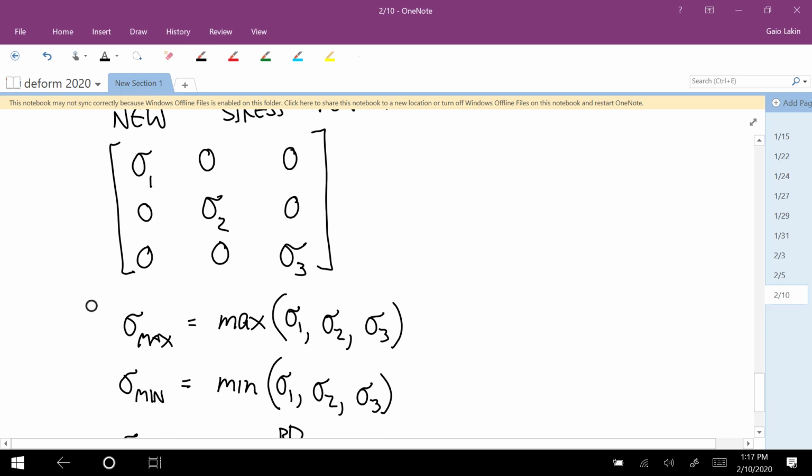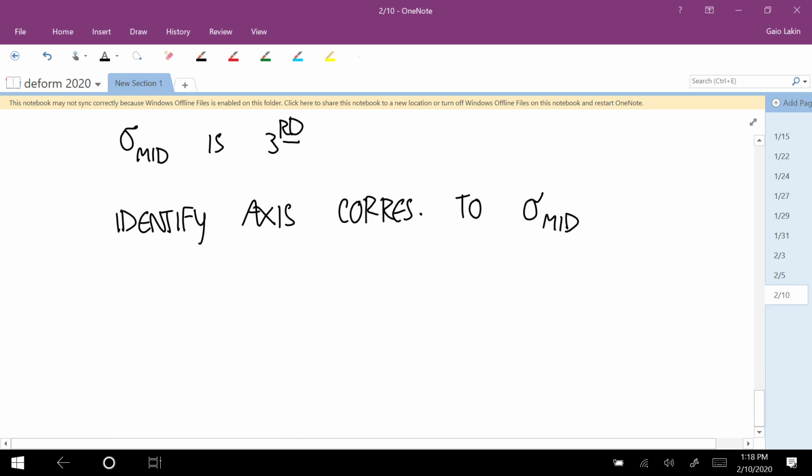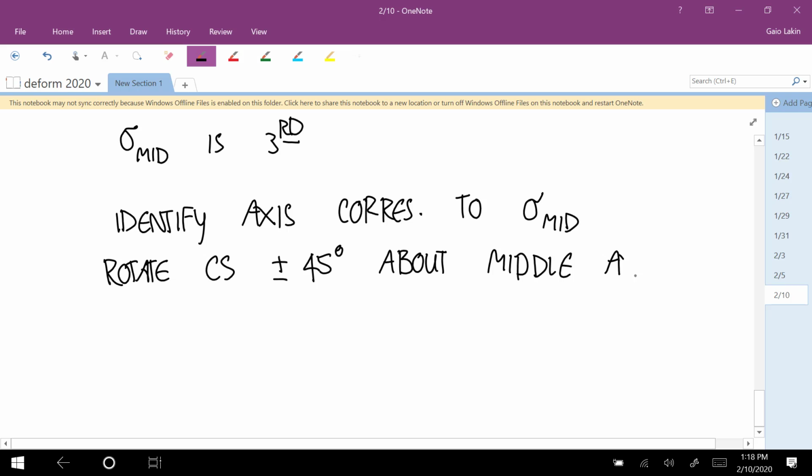Okay, so say this is 20, this is 5, this is 8. So 20 is the max, 5 is the min, and that means the middle one is the z axis. Then if you rotate the coordinate system plus or minus 45 degrees about that middle axis, it'll give you a stress tensor with the maximum absolute value of shear stress.